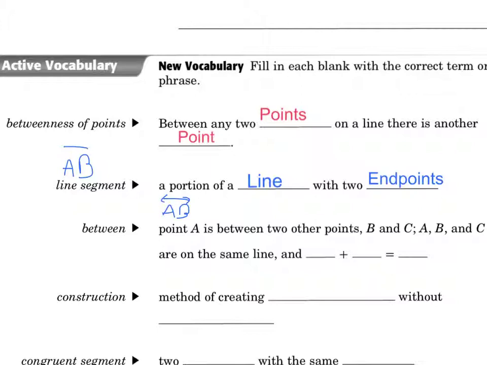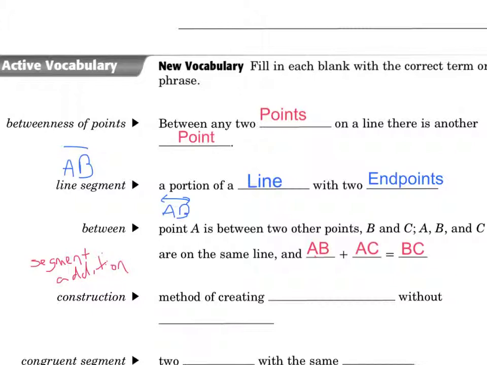Okay, next we need to talk about what it means to be between in the math sense. Point A is between two other points, B and C. A, B, and C are on the same line. Well, if they're on the same line, they're collinear. So that means AB plus AC equals BC. Now this is another big thing called segment addition. You might want to write that down. Segment addition. It's a big thing we'll talk about in a couple sections.